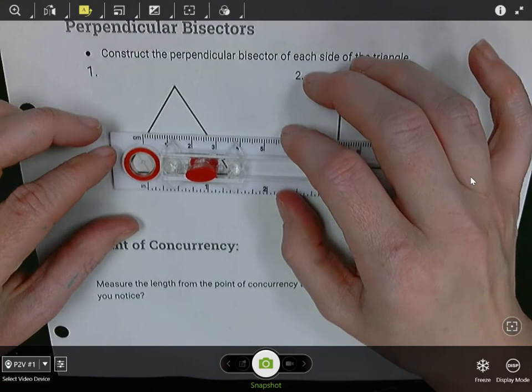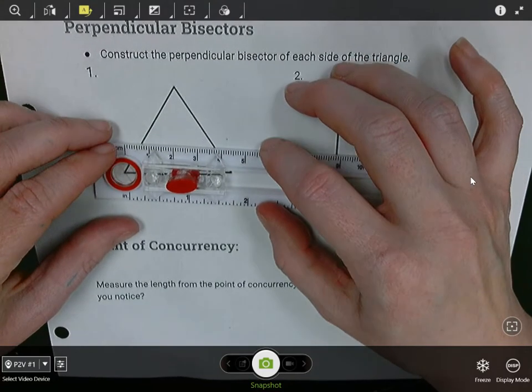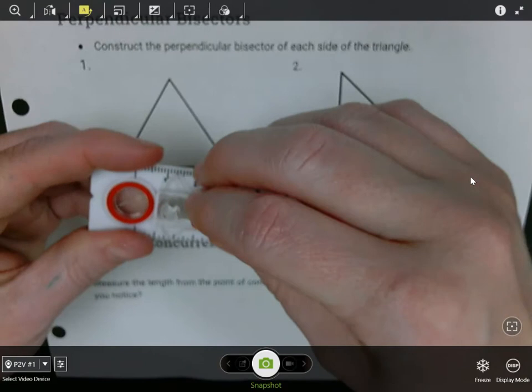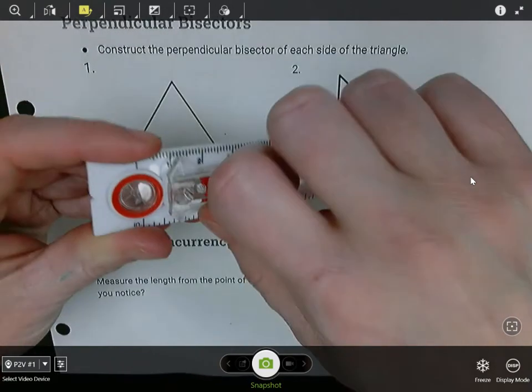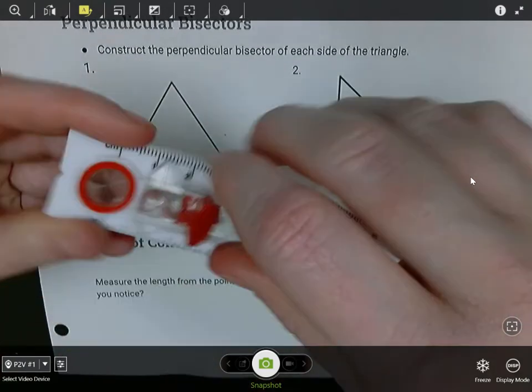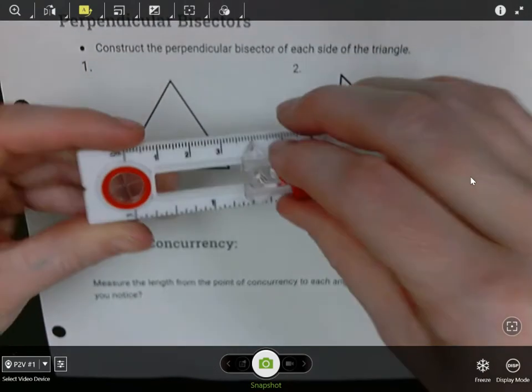All right, so here's what I need you to do. I'm not good with these things. I need you to loosen up this by twisting it, and then you can slide it.